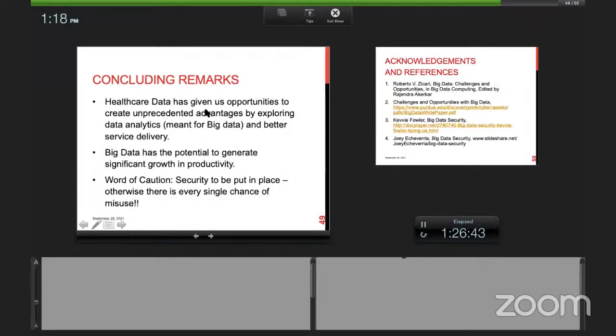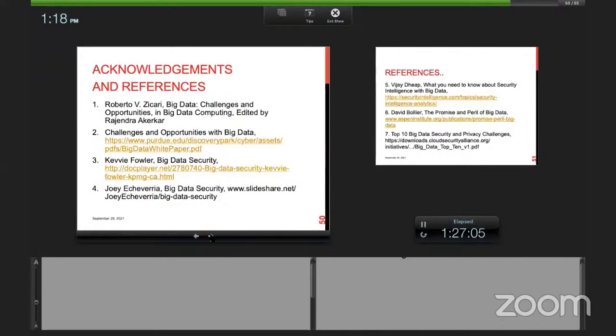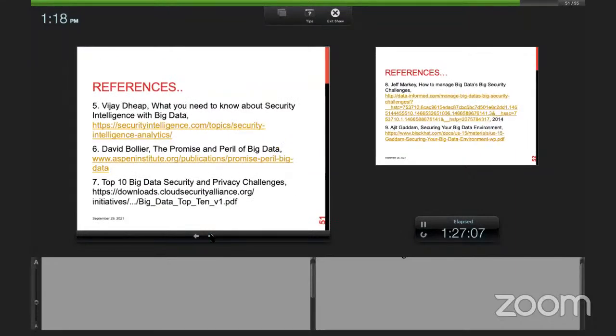And as you know, healthcare data has given us opportunities to create advantages by exploring analytics and better service delivery, and it has the potential to generate significant growth. But obviously, if you do not put security in place, then there is every chance of misuse of such data. So these are the acknowledgements and references that I would like to share with you.